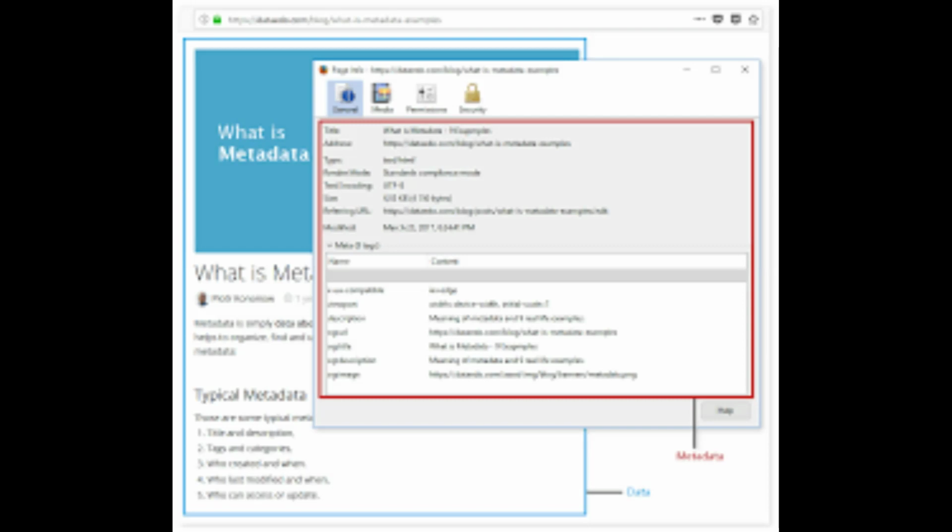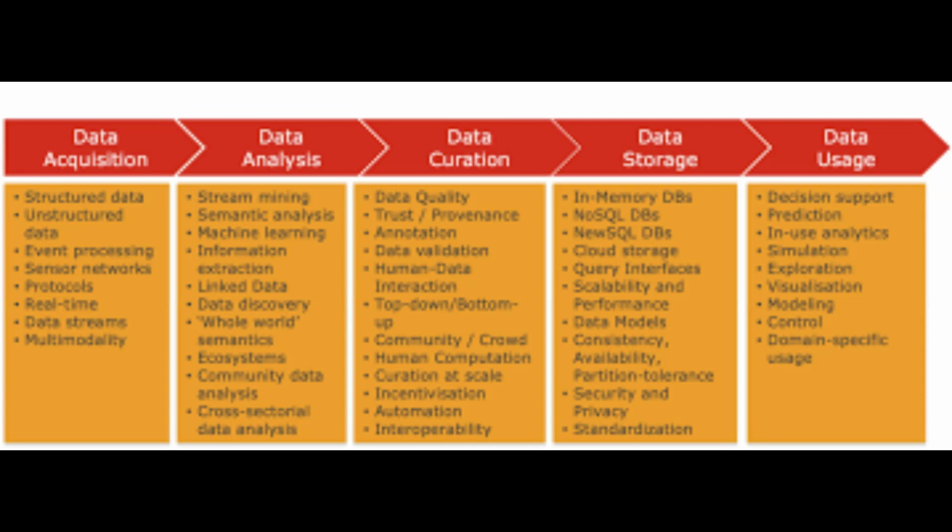This is all about today's lesson. In today's lesson, we have seen data types, metadata, and the data value chain. In the next lesson, we will see the concept of big data.